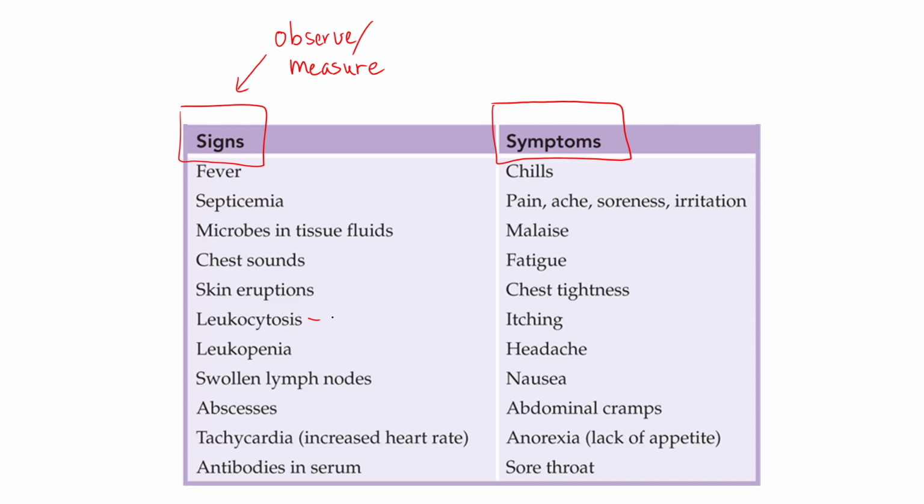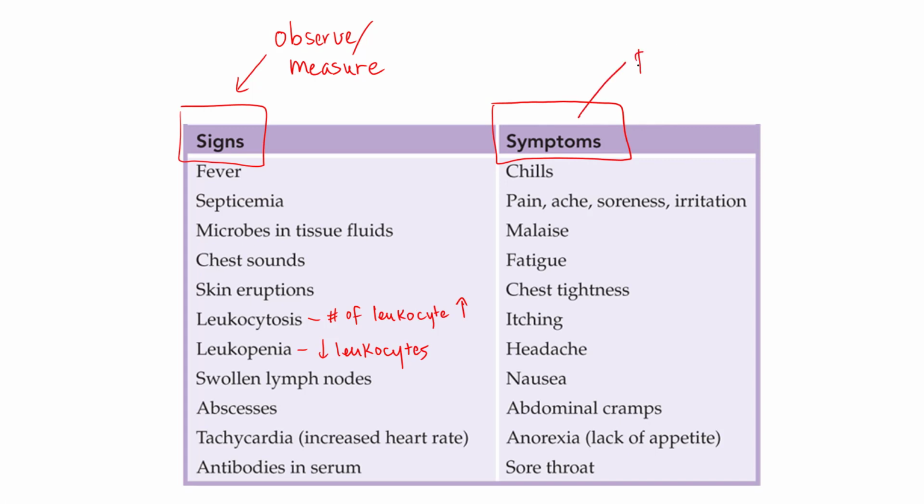Leukocytosis refers to the number of leukocytes. So we can take a blood sample. We could see what kind of leukocyte number we have. Usually that refers to an increase in leukocytes, or leukopenia refers to a decrease in leukocytes. Okay, so everything on the left we can observe and measure.